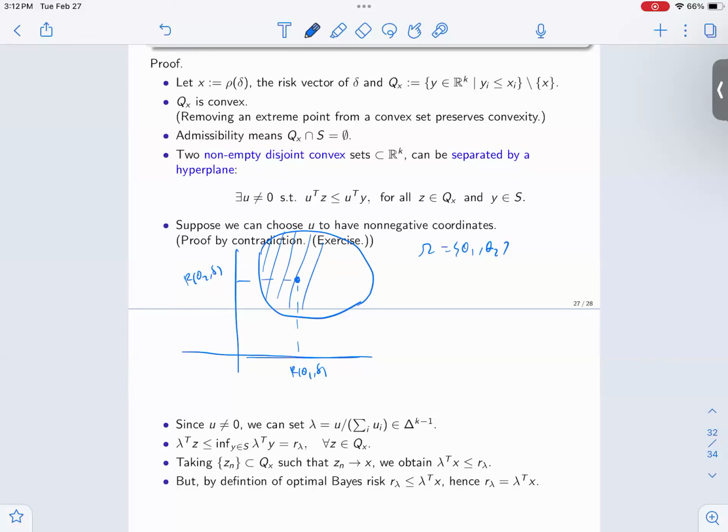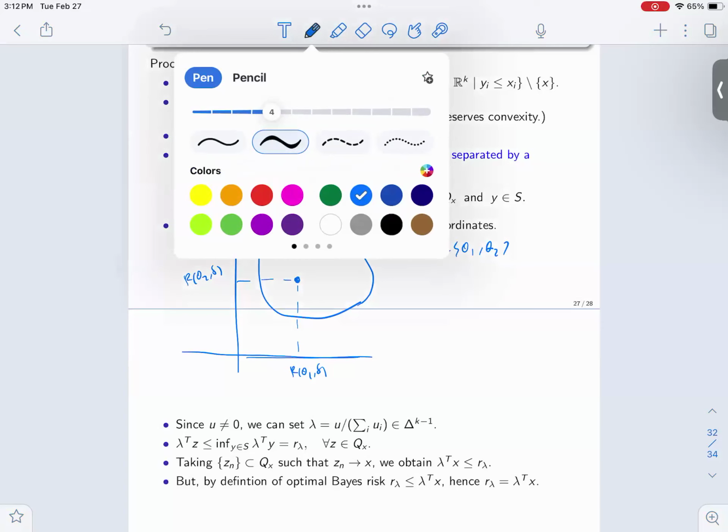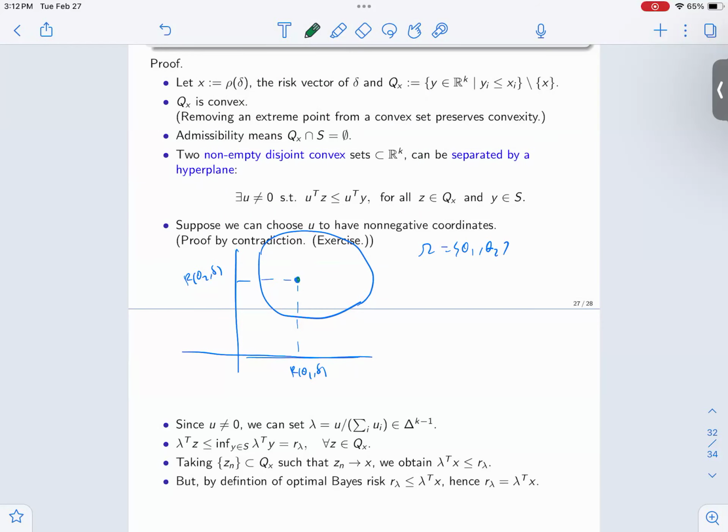Because we're looking at the entire solid body, all of these are realizable by a randomized estimator. The estimator that sits here is not admissible. Definitely you can find another estimator that has smaller risk. Anything here would have risk that is better in both parameters, right? So if you pass lines through this point and go all the way to infinity, the intersection of this with this risk body, anything that sits there is going to be a certificate of inadmissibility.